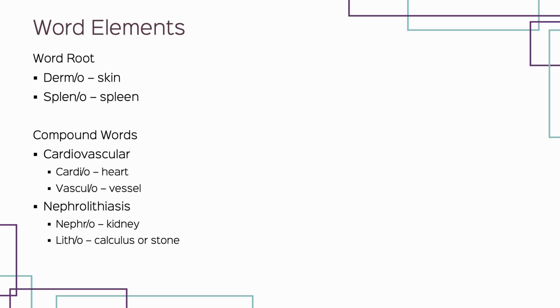An example of a compound word is cardiovascular. Cardio means heart, vasculo means vessel. Cardiovascular is pertaining to the heart and blood vessels. Another example is nephrolithiasis. Nephro is the kidney, and lith is the calculus or stone. Therefore, nephrolithiasis is a disorder that is characterized by stones in the kidney.